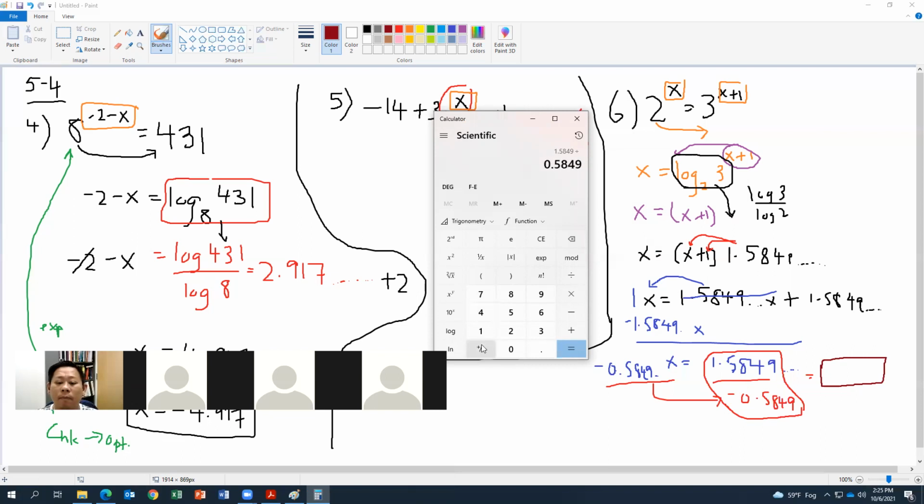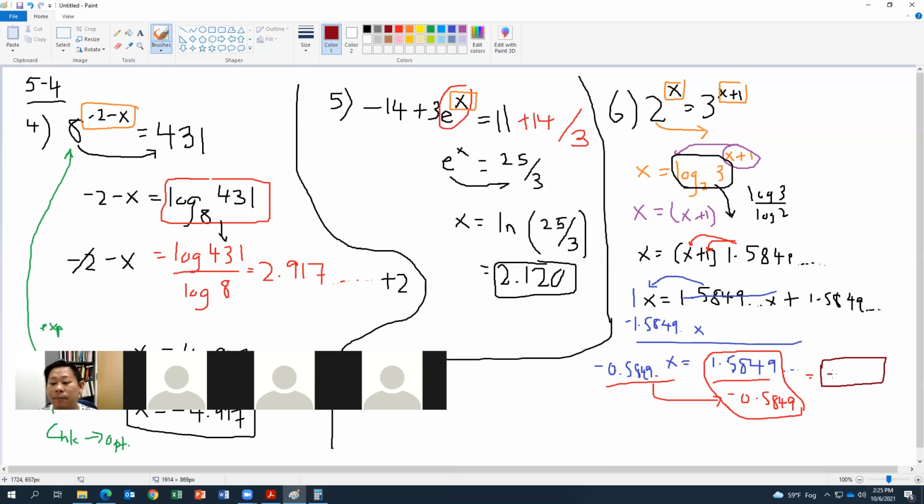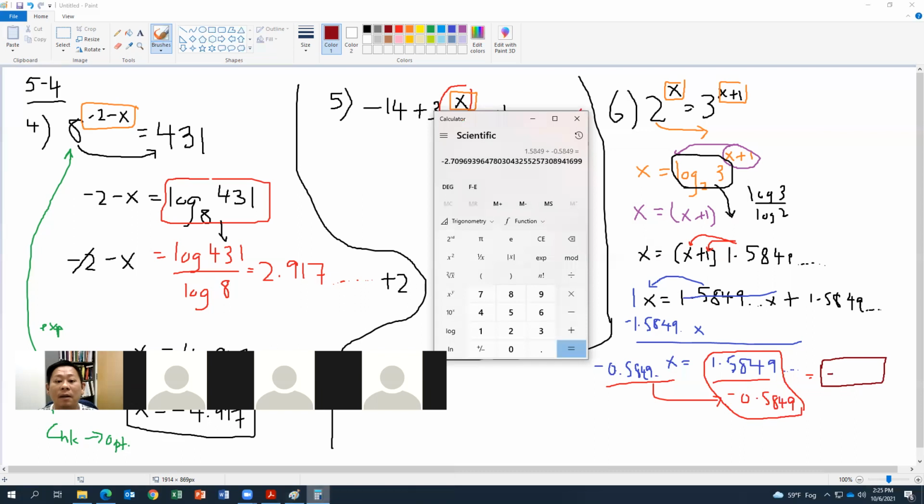I got 2.709. Negative. Don't forget the negative. 2.7096. Now you can round because this is your final answer. So in 3 decimal places, it is negative what? 2.710.